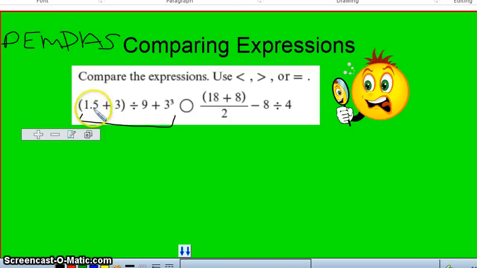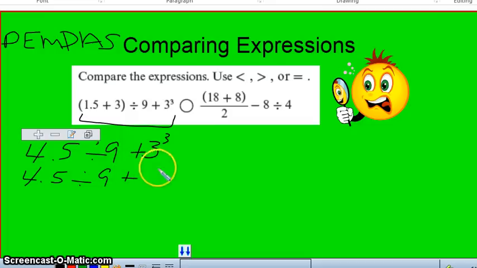We'll start with parentheses. We've got 1.5 plus 3 is 4.5. And we've got divided by 9 plus. All right, so that takes care of our parentheses. Now we want to go to exponents. So our exponent here is 3 to the third power. Everything else is going to stay the same. 4.5 divided by 9 plus, and then 3 to the third power is 27.